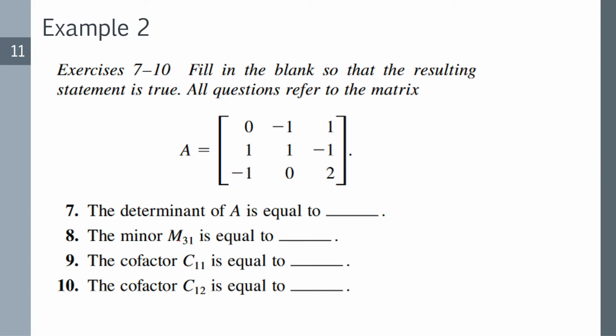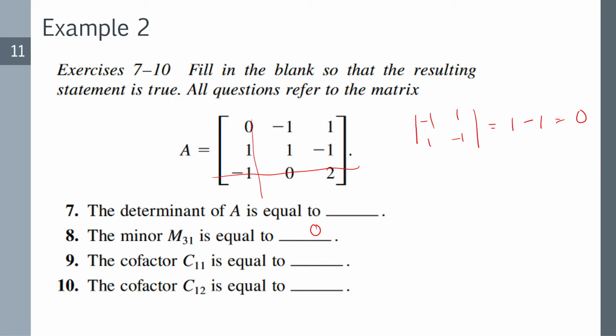The minor of M31. Okay, so we look at M3, this is 3 and this is 1. So we cancel here, we cancel here. So we're going to find the determinant of negative 1, negative 1, 1, 1. So actually this one multiplied is 1, minus this one, actually 1, is 0. So the minor is 0.